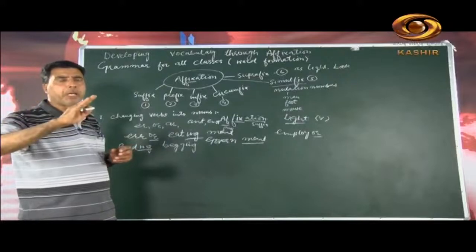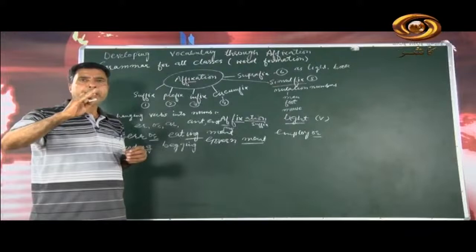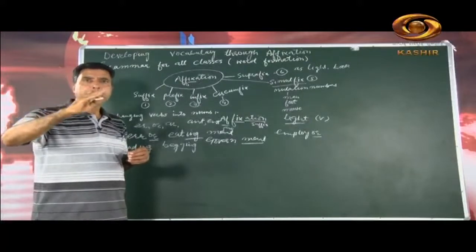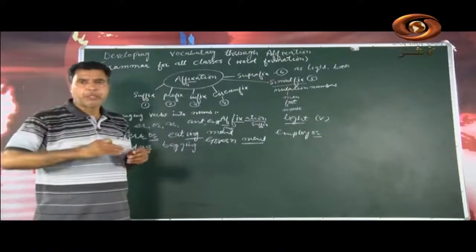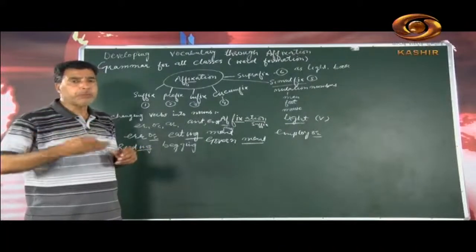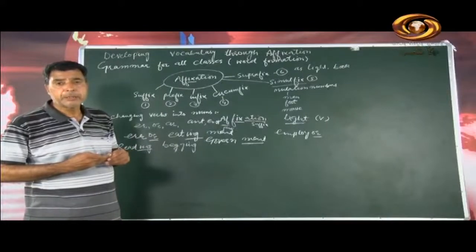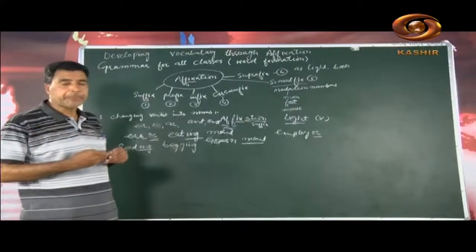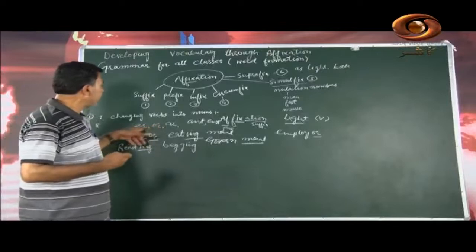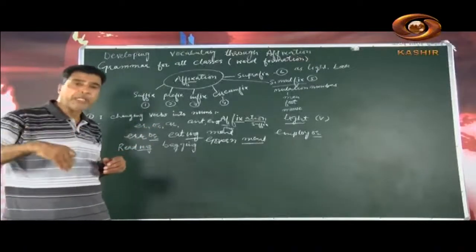If I use it as a verb, for example, I can paint this room myself. So paint as a verb. If you want to make it a noun, yes, very good, painter. So we have used the suffix er here. So this is how we can form words differently.